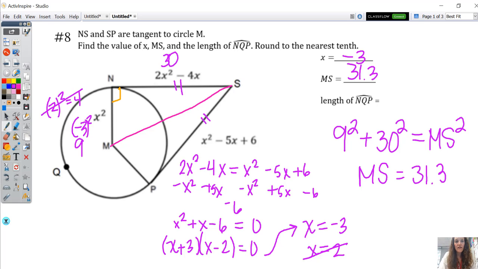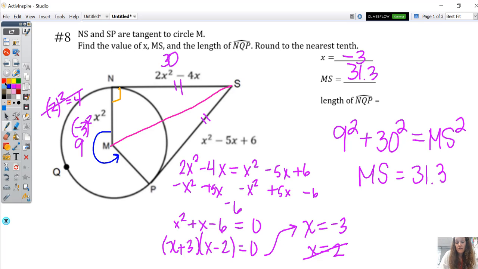And then finally, we want to find the length of the arc QP. So that's where we're going to need to take this. This is where you really have to push yourself and think critically. So in order for me to find the length of that arc, I need to know the measure of that arc in degrees. And so I need to know the measure of this angle.